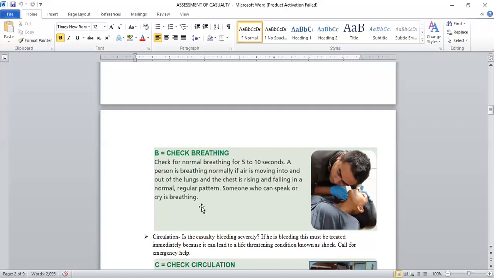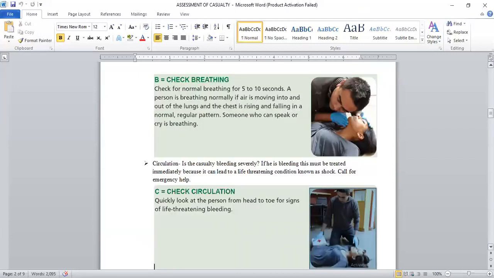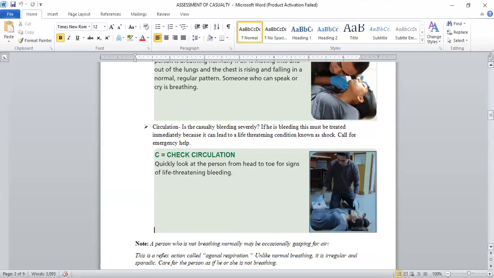Remember, you're just giving first aid, so you must be waiting for emergency help to arrive. You're checking every 5 to 10 seconds as you wait for those people who are better qualified to arrive at the scene. Then the other step is to check for circulation. In this case, you're supposed to check the person from head to toe for any signs of life-threatening bleeding.